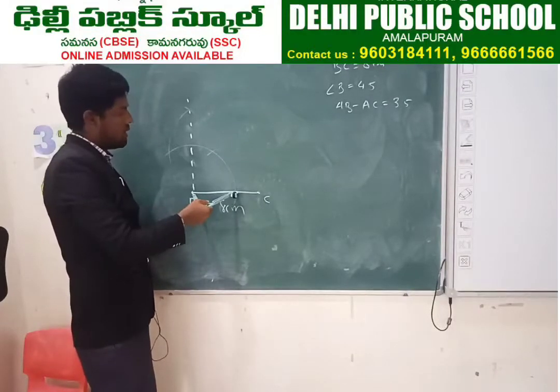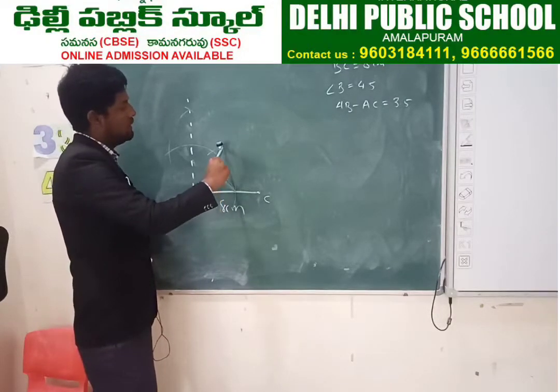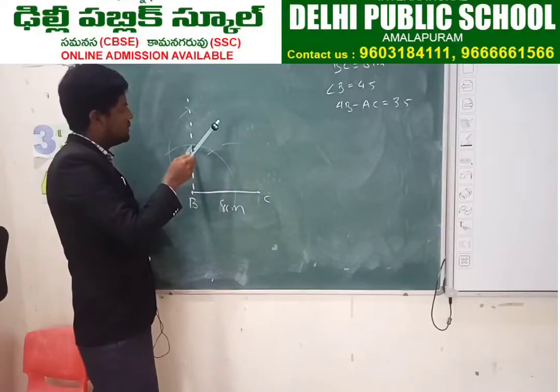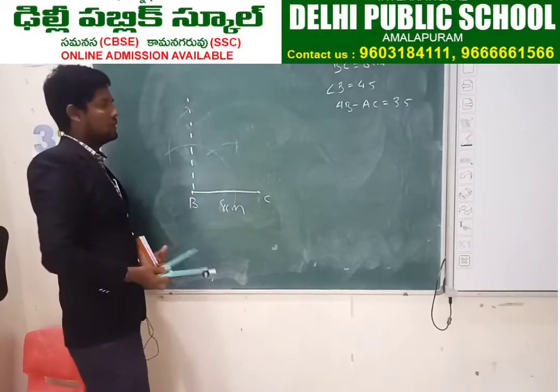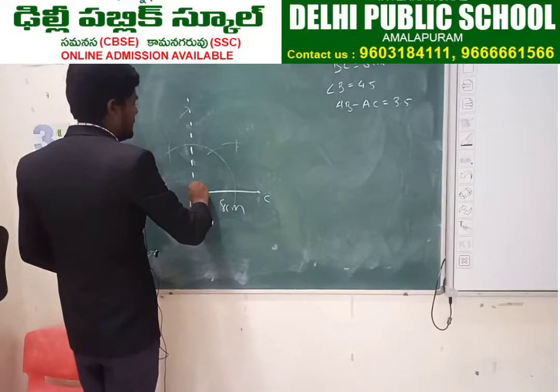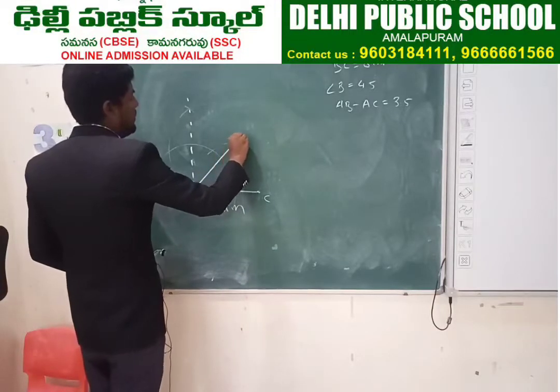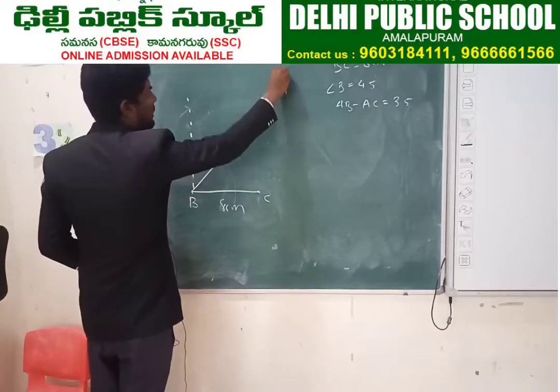So take more than half. From this point, draw an arc. From this point, draw another arc. Now it is 45 degrees.